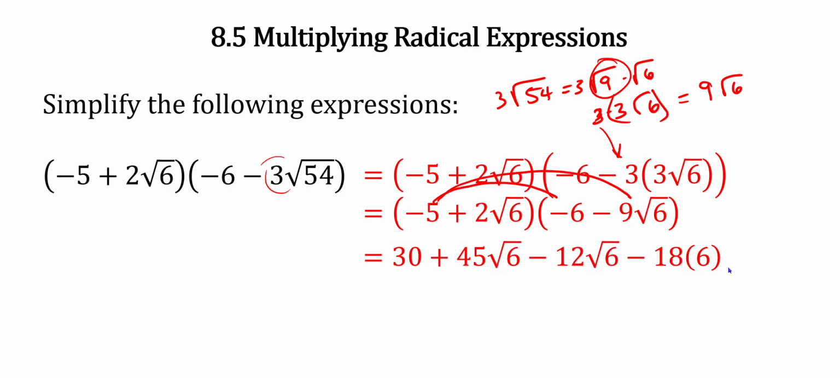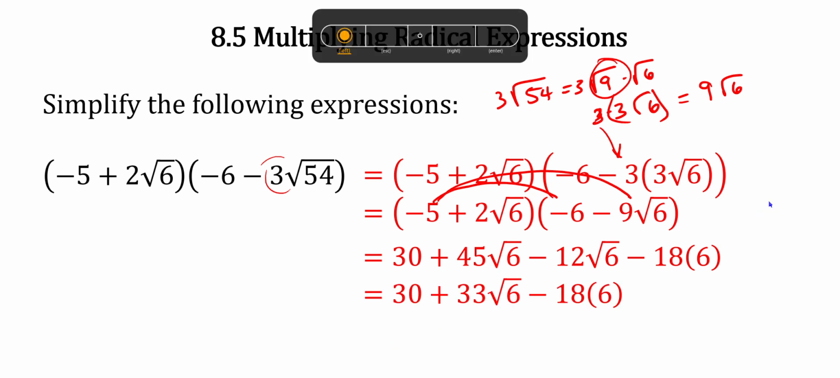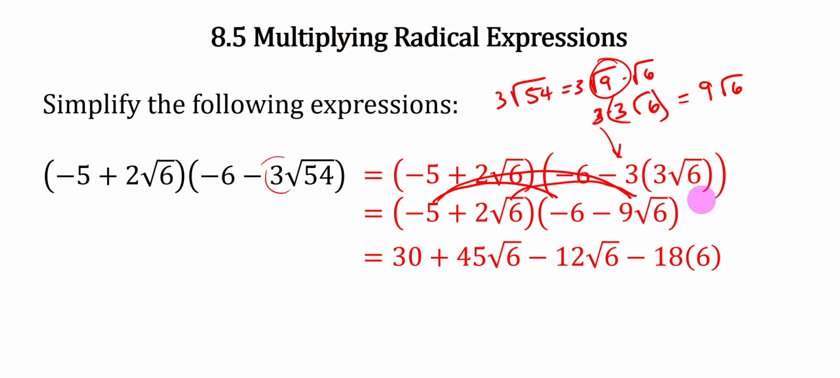Like this right here comes from square root of 6 times square root of 6 is square root 6 squared, which just becomes 6. Whenever you multiply the square root of something times itself, you just get the thing inside, so don't worry about that. I can combine my like terms right here.